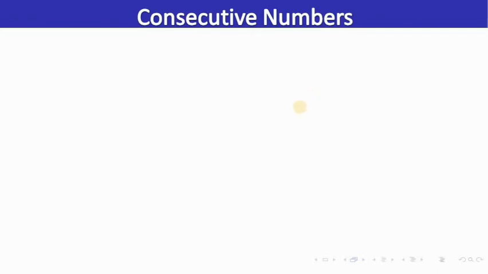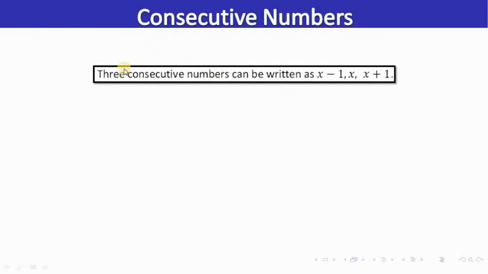So if I ask you what are 3 consecutive numbers in general form, you can write 3 consecutive numbers as x minus 1, x, x plus 1. The difference between each pair of numbers is 1 here. Alright, so this is about 3 consecutive numbers.